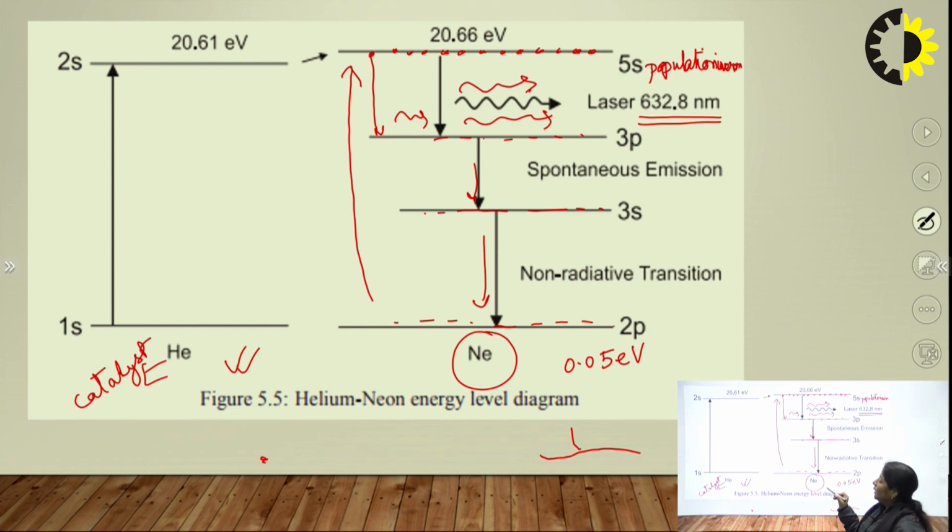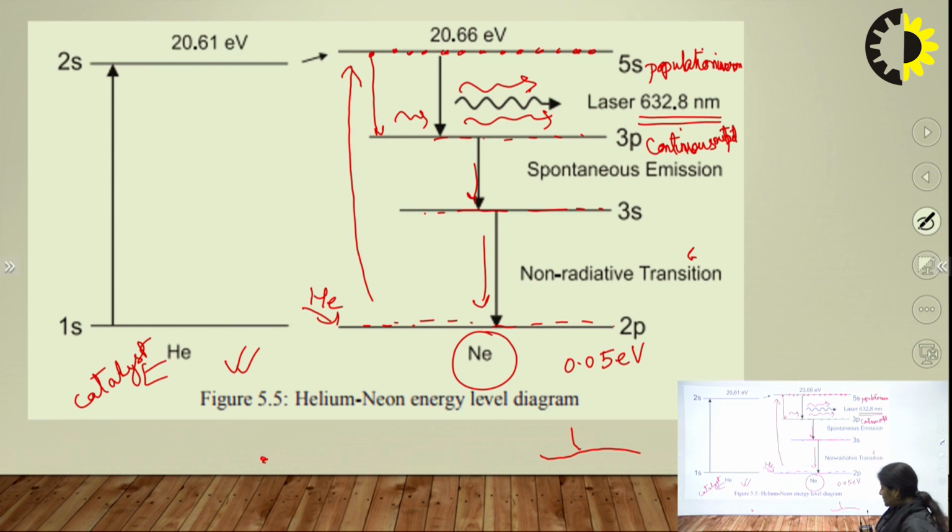What will happen then? When they come down to the ground state, again they will be meeting this helium, and again the helium will be transferring its energy, and they will move on to the higher energy state. So, this process will continue. That is why the output which we are getting will continue, and that is why this helium neon laser is giving us a continuous output. So, this is how the working of the laser beam is done.